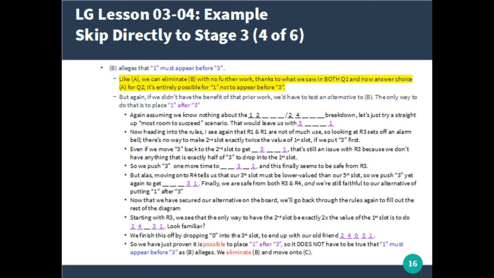And again, this should be looking pretty familiar. We finish this diagram off by dropping 0 into the third slot to end up with our old familiar friend 2, 4, 0, 3, 1. So just like in answer choice A, we have proven that it is possible to place 1 after 3. So it doesn't have to be true that 1 must appear before 3, as B alleges. That allows us to eliminate B and move on to C.